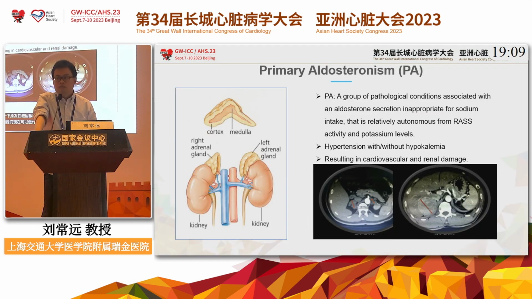Primary aldosteronism is also known as Conn syndrome. It's a group of pathological conditions associated with an aldosterone secretion inappropriate for sodium intake that is relatively autonomous from RAS system activity and potassium levels. It often produces few symptoms. Most patients have an increase in blood pressure with or without hypokalemia. More importantly, PA will cause many complications, especially cardiovascular and renal damage.